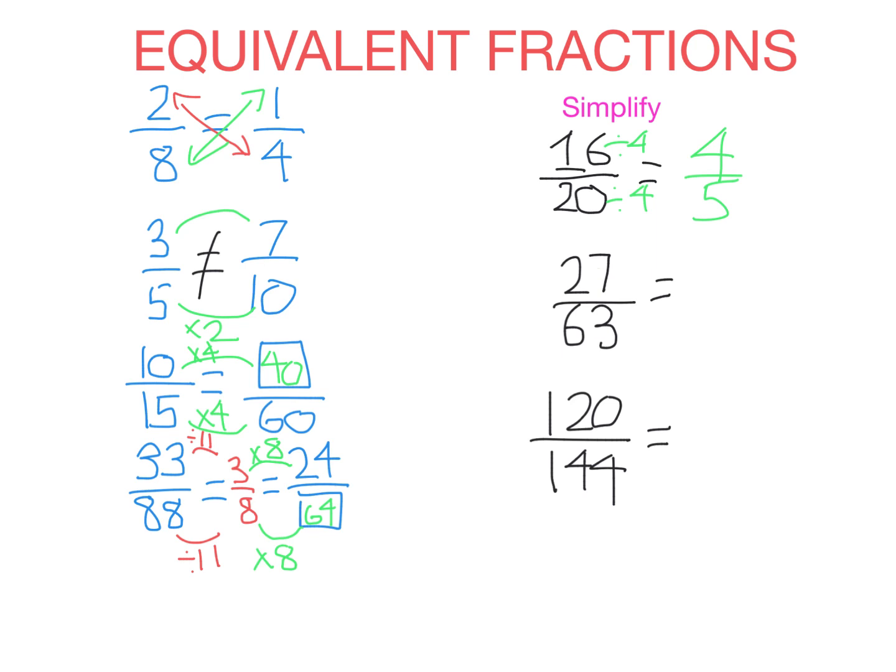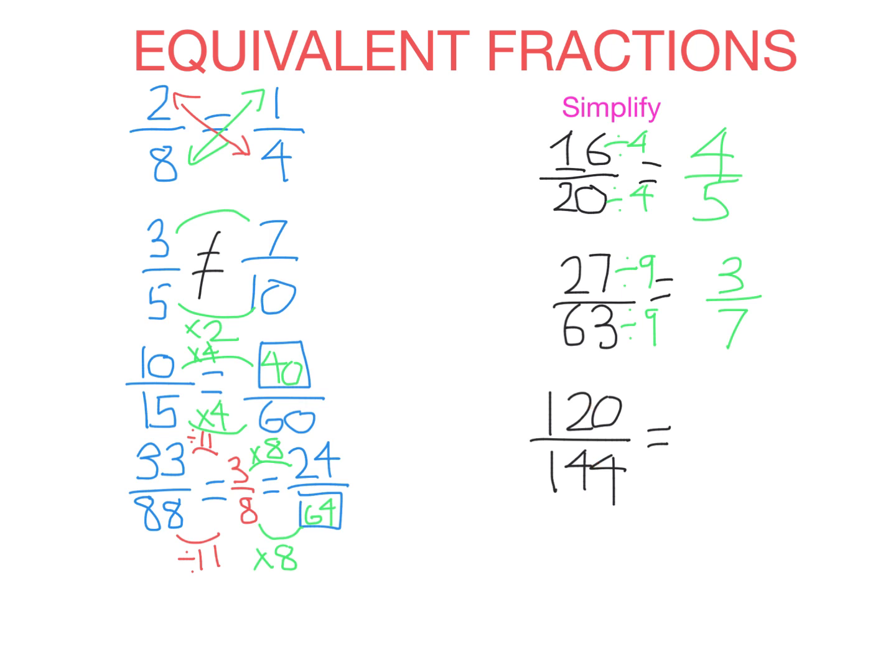What about for 27 over 63? Well, the highest number that goes into both of those is 9. 27 divided by 9 gives 3, 63 divided by 9 is 7. So this fraction here cannot be simplified because 3 and 7 have no common factors other than 1. But if you divide top and bottom by 1, you don't change the fraction. So not every fraction can be simplified. A fraction can be simplified when the numerator and denominator share a common factor.